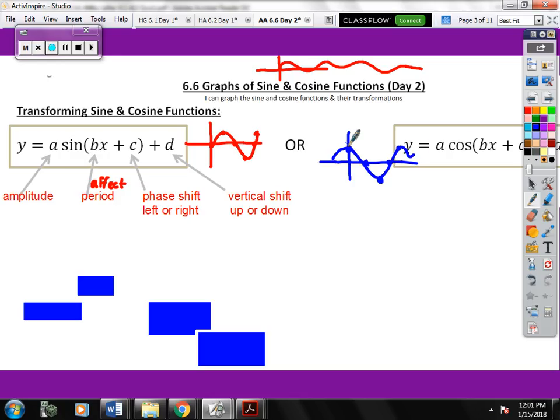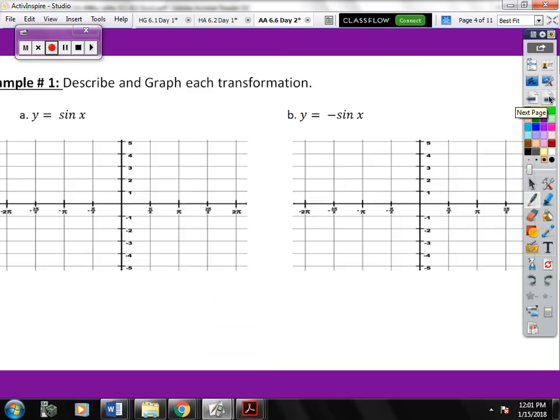So the main difference is, again, I call them like the starting points where they cross the y-axis. And then from there, you're just kind of following a pattern. All right, so on the front, we're going to do all sine graphs, and on the back, we'll do all cosines. So question 1A, and this is what your quiz will look like.